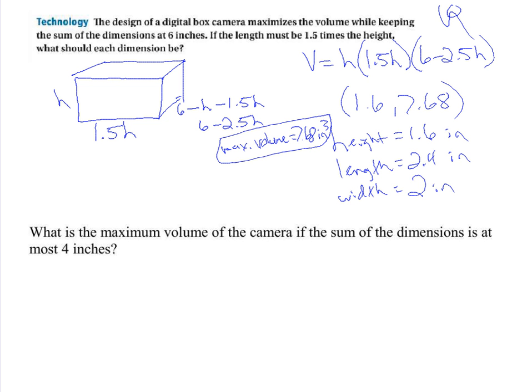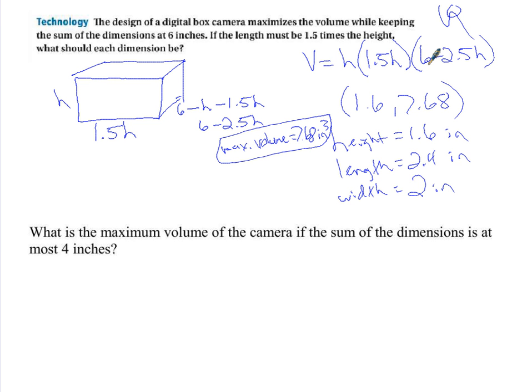So to finish off the problem now, well, I guess this is a new problem. What is the maximum volume of the camera if the sum of the dimensions is at most 4 inches this time? What do we do? Do the whole problem over again? No. Just substitute the 6 where? Yeah, in this original equation, now instead of 6 right here in my picture, it's a 4.